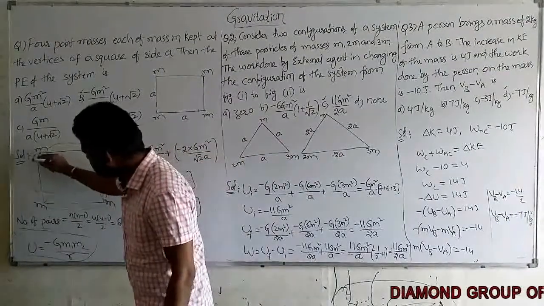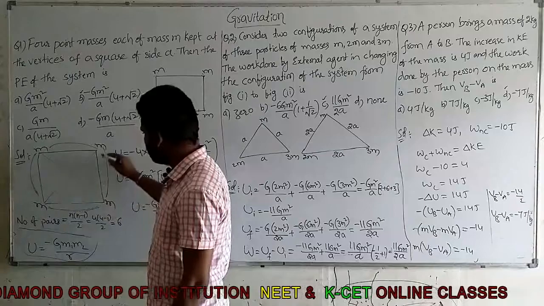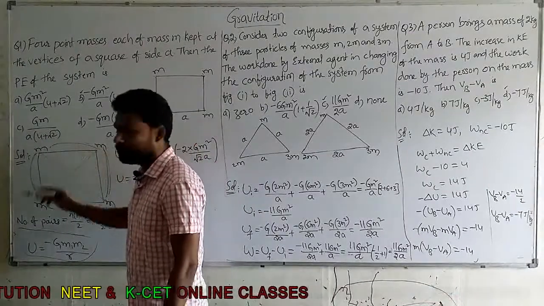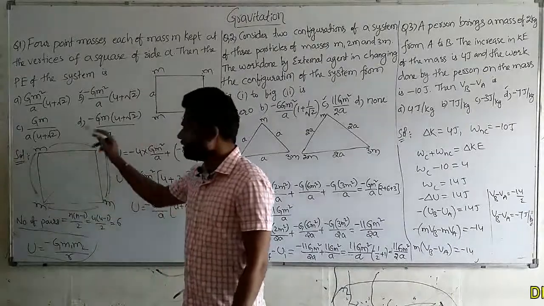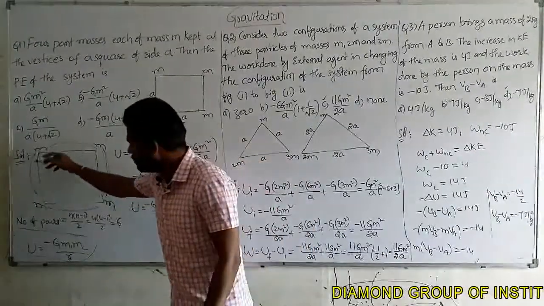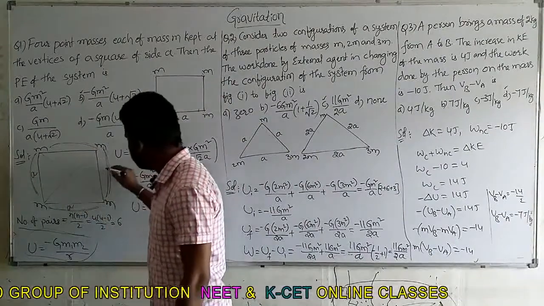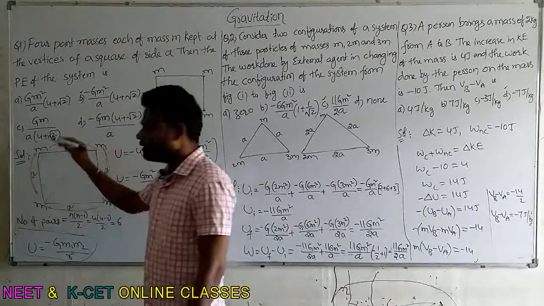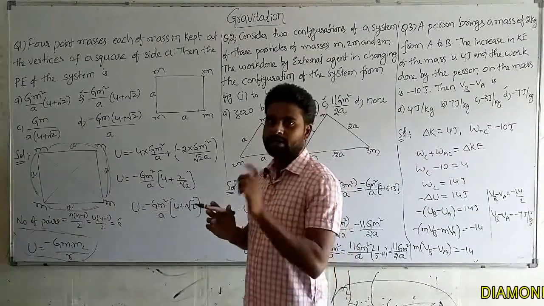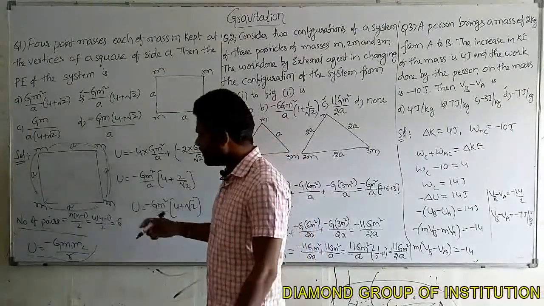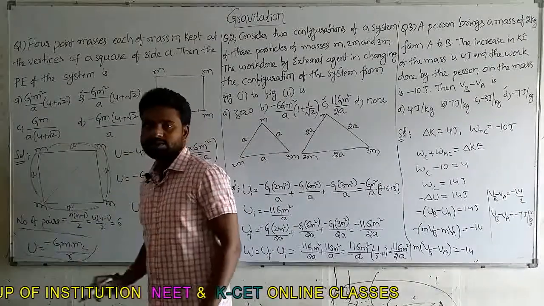Now the potential energy between these two particles and between these two particles is the same. Why? Because all the masses are the same and the distance between all the particles is also the same. Here to here distance A, here to here distance A, here to here distance A, here to here also distance A. So all the masses are the same, the distance between the particles is also the same, so the potential energies are the same.